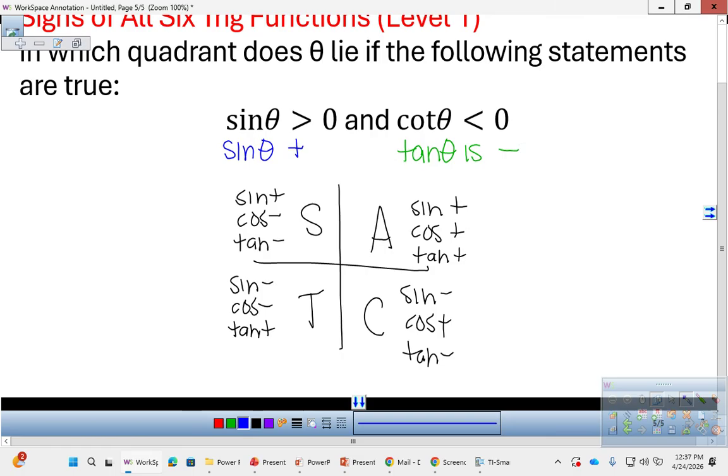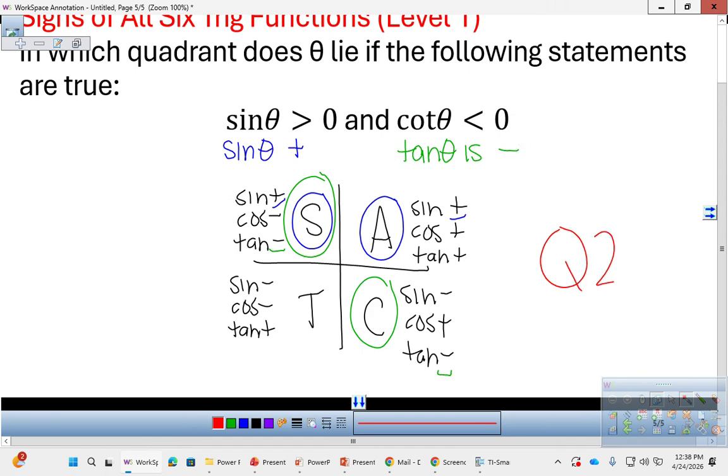So let's go with our information. Sine is positive in A and S. You can see I've got a plus here and a plus here. Tangent is positive in 1 and 3. You can see we've got positive signs there. But I want tangent to be negative. So tangent's negative in 2 and 4. You can see I've got negatives with that. So what quadrant did I start with twice? My answer to this one is my angle is going to fall somewhere in quadrant 2.